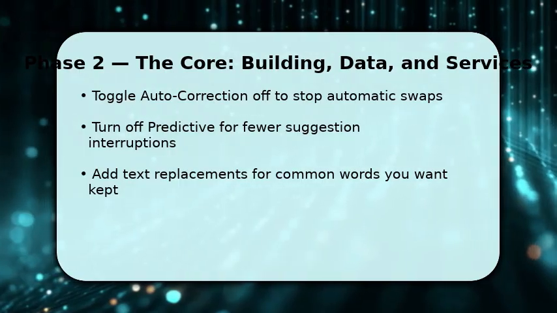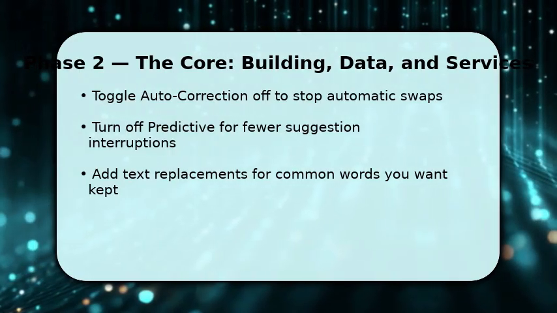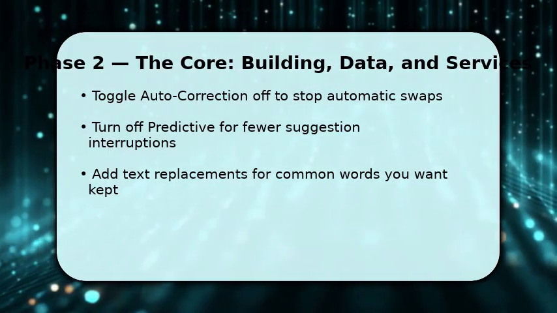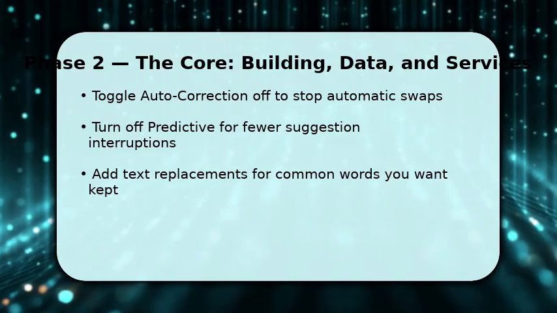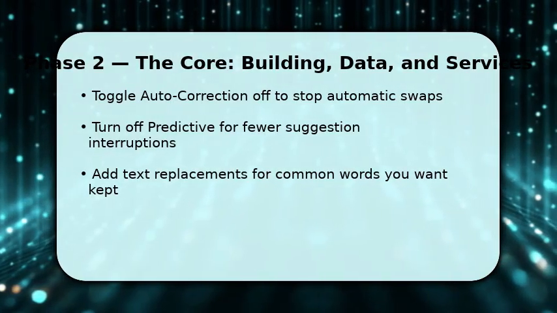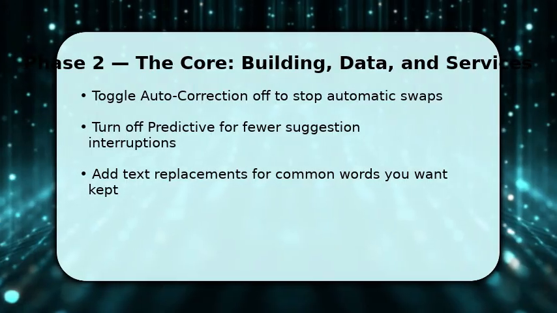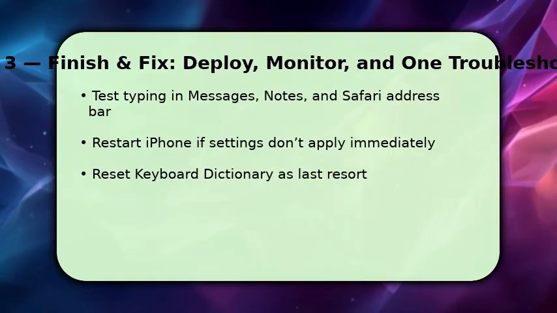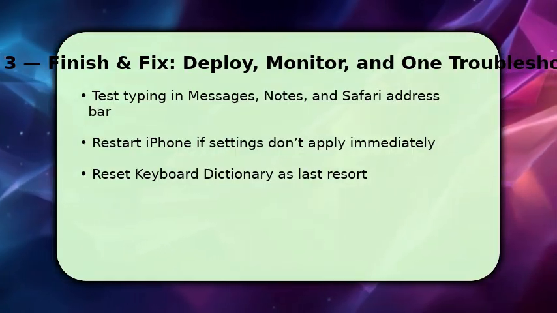If there are specific words your keyboard keeps altering, add them via text replacement. Tap plus, enter the phrase and shortcut, then save. This keeps your common terms intact while letting you keep other helpful features like spell check active. Now test across apps, Messages, Notes, and the Safari address bar to confirm autocorrection stays off.